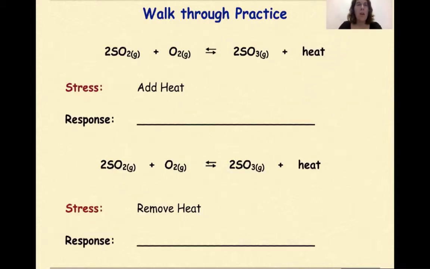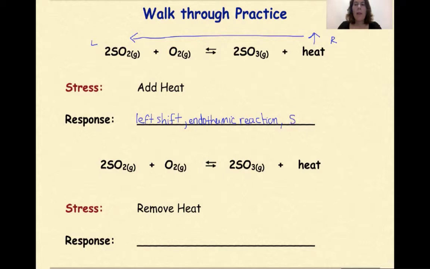Let's do some practice. So this is my left, this is my right. The stress here is the addition of heat, so I'm going to put an up arrow over the top of heat. Because we have too much heat on the product side, we are going to shift to absorb some of that heat and form more reactants. So the response here is a left shift. This is an endothermic reaction. The amount of SO3 will decrease, the amount of SO2 will increase, and the amount of O2 will increase.